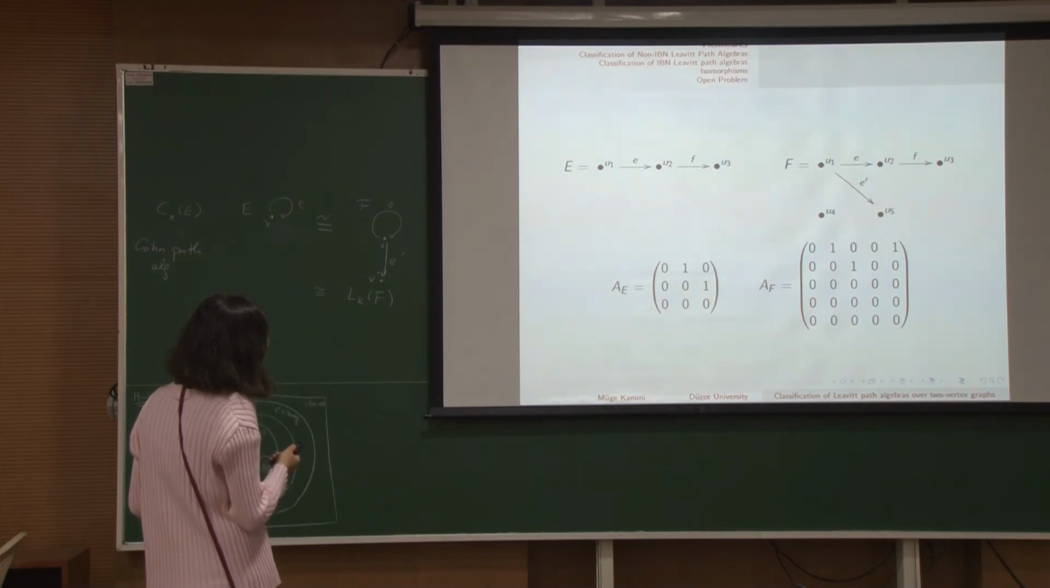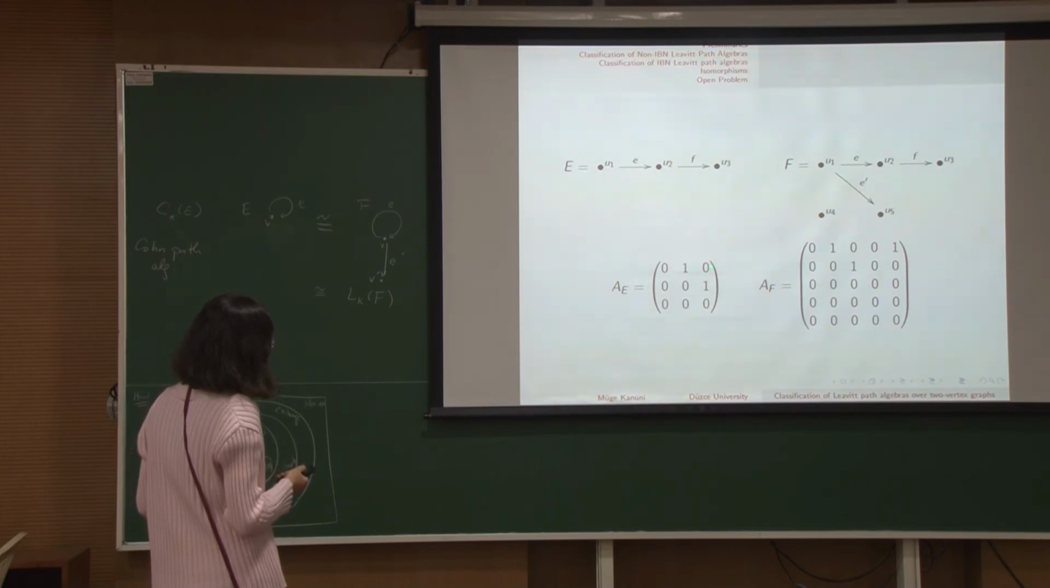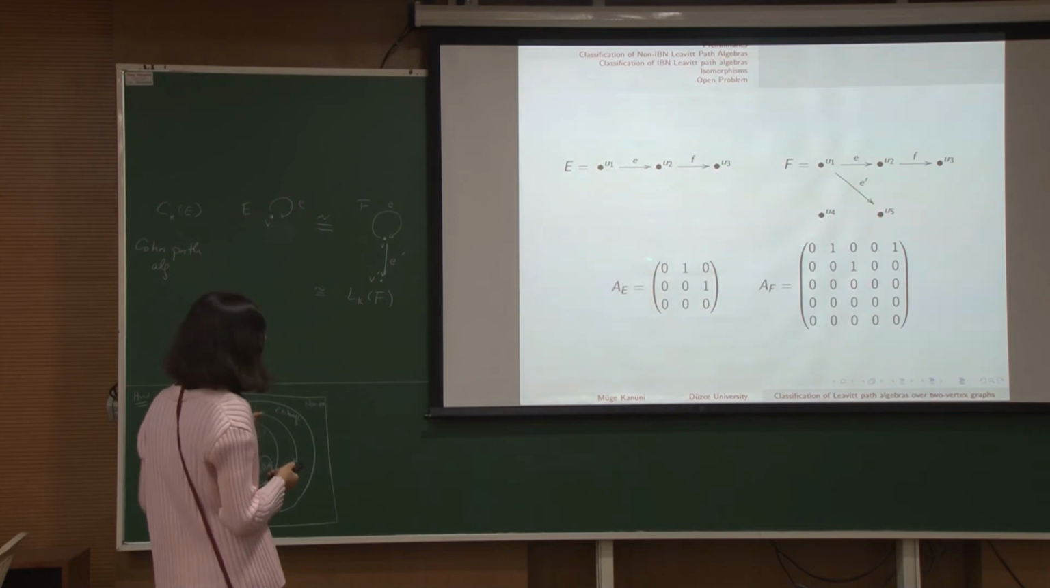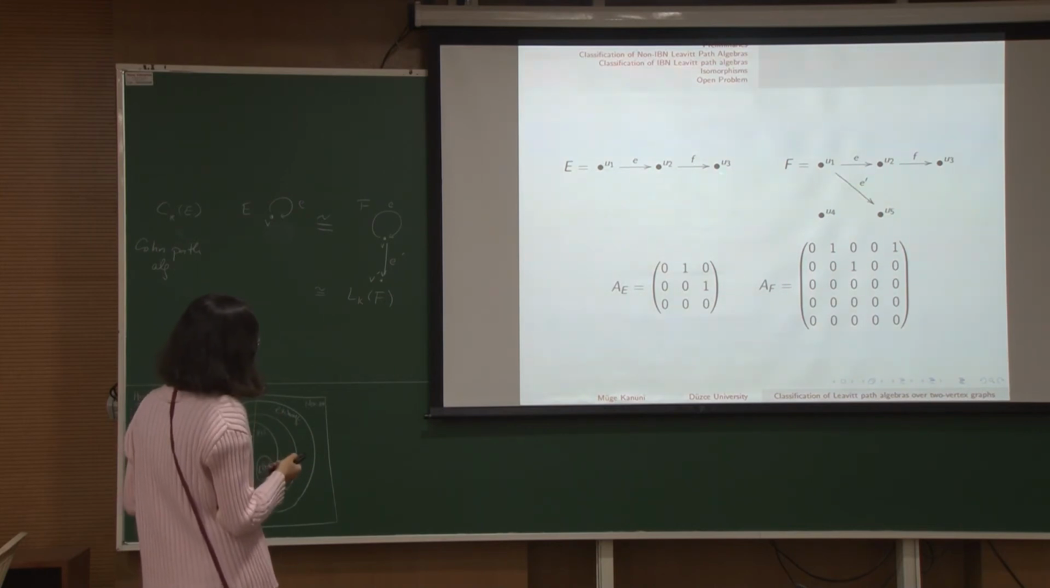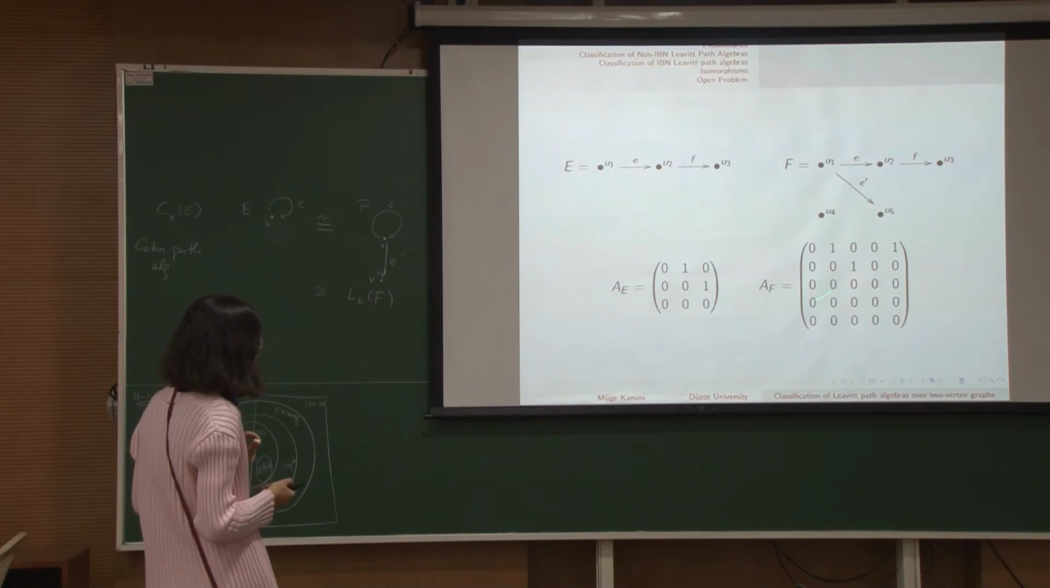There is one edge from u1 to u2, so it's this one. No edge from u1 to u3, so this is 0. Again, we're counting the edges, not the paths. There is an edge from u2 to u3, so this is 1. And that's all. We have 2 edges, so 2 ones in the incidence matrix.